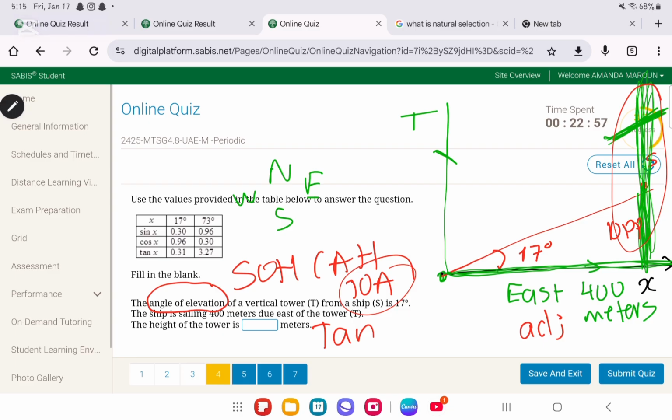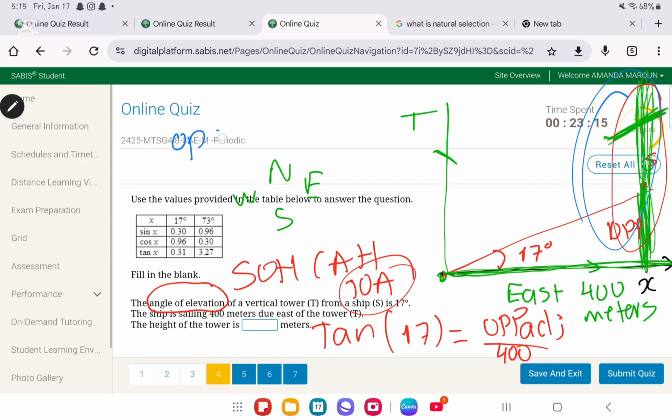So the tangent rule says that tangent of 17 is going to be equal to the opposite over the adjacent, which is 400. So very simply, the height of the tower, which in this case is the opposite, is equal to what? It is equal to tangent 17, which they gave us to be 0.31 multiplied by the adjacent, which is 400. So on the calculator, if you do it, you are going to get 124 as the answer.